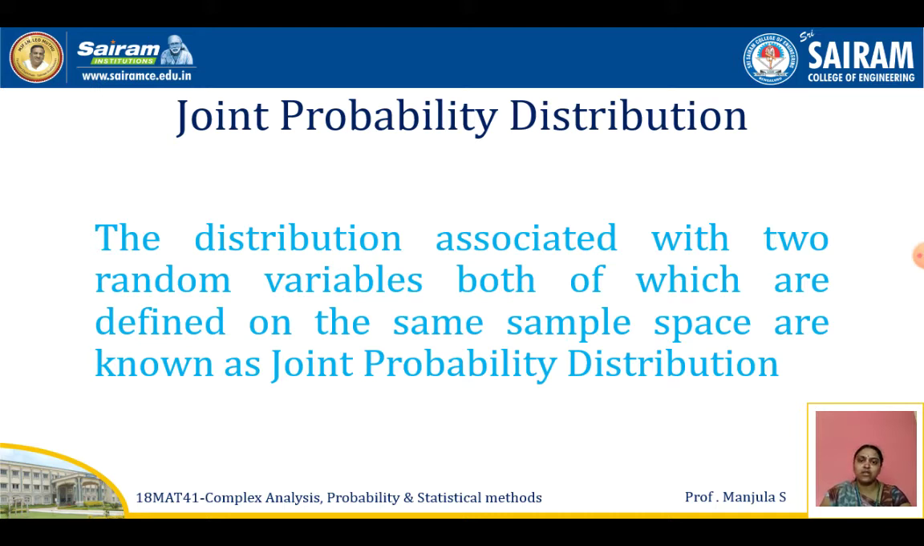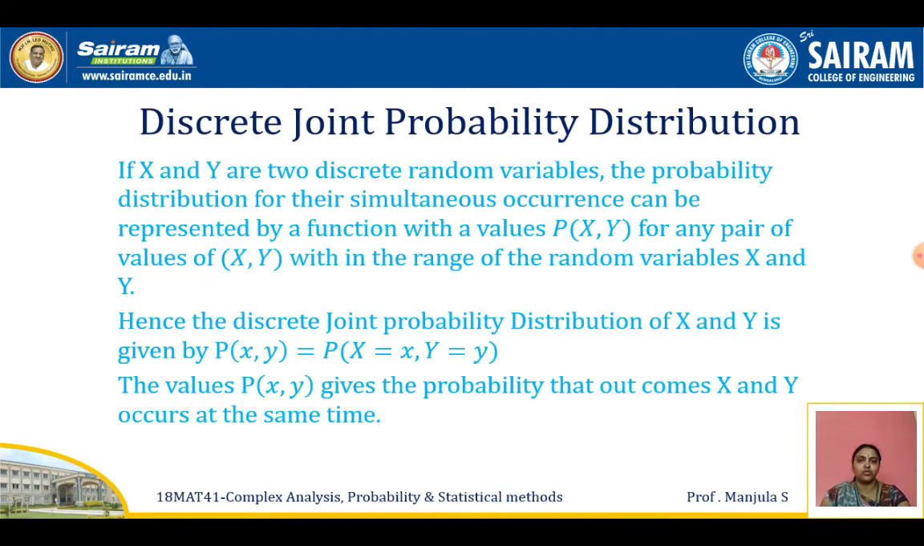So first we'll see what is meant by this joint probability distribution. The distribution associated with two random variables, both of which are defined on the same sample space, is known as joint probability distribution. At a time we are going to study about two random variables. That's what we are going to call a joint probability distribution.